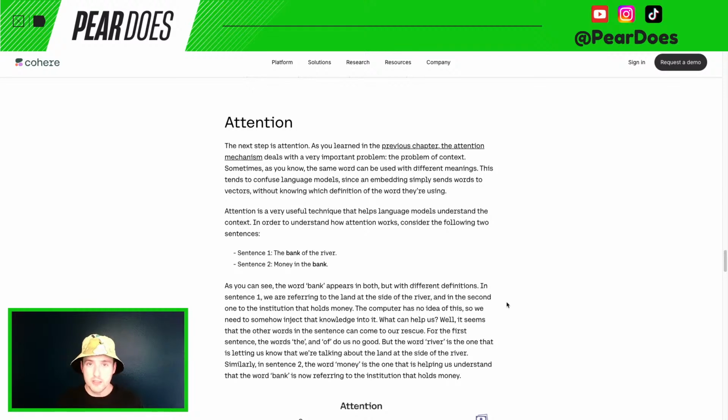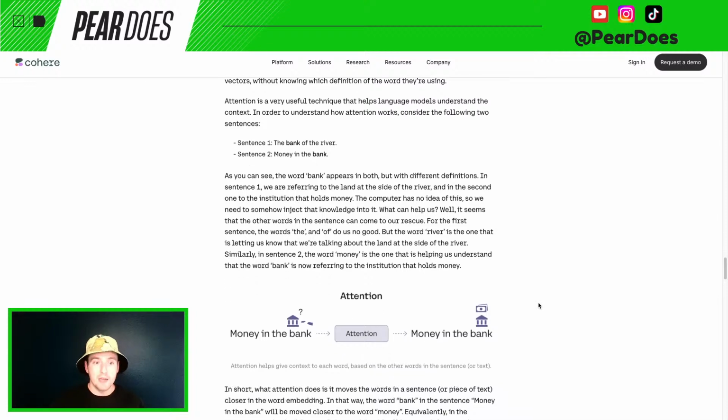But attention is a useful technique that helps language models understand the context. To understand how attention works, consider the two sentences we learned in our last lesson: the bank of the river and the money in the bank. As you can see, the word bank appears in both, but with different definitions. In sentence one, we're referring to the side of the river, and in the second phrase, we're referring to a place that holds money. But the computer has no idea what bank means in each sentence, so we have to have a way to inject this knowledge into the model. This is where attention comes in.